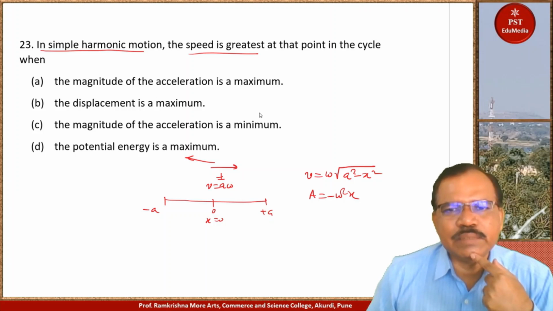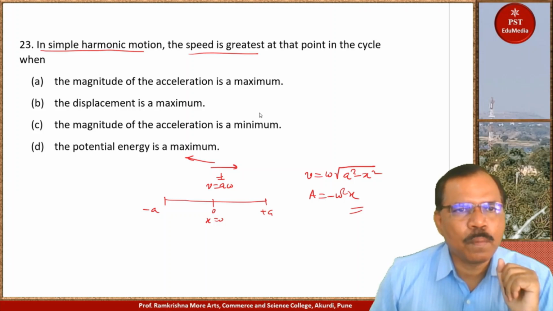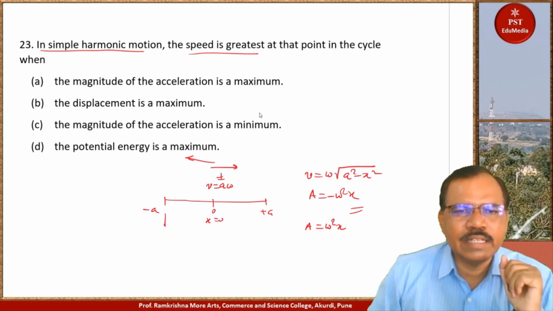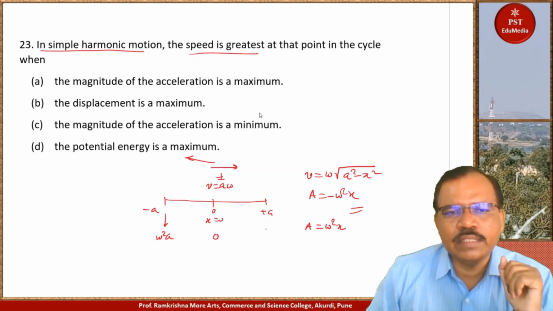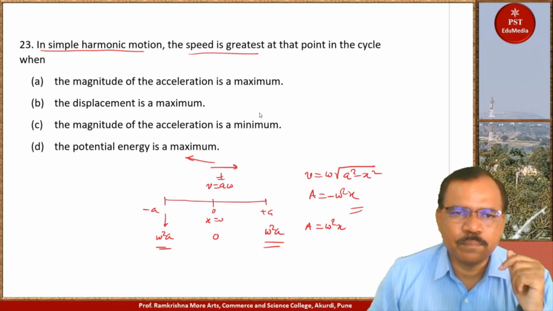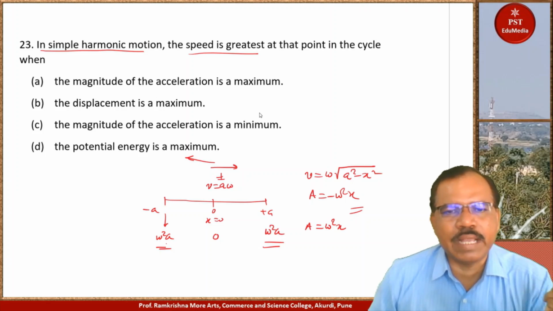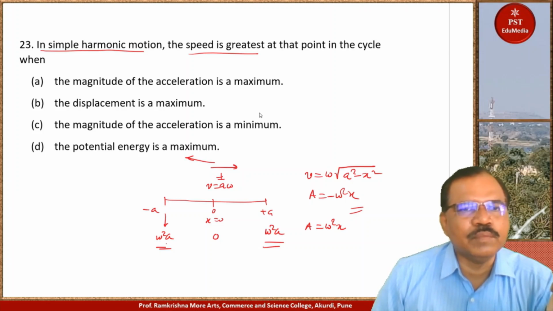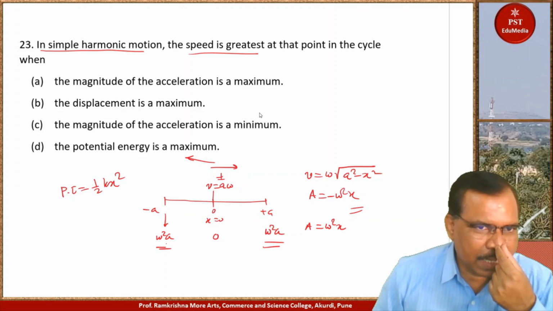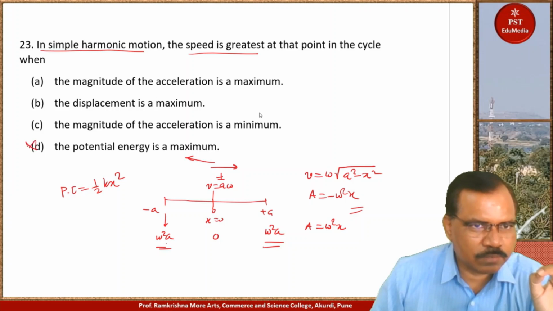So what happens here? Displacement is minimum here, that is 0. And what is the magnitude of acceleration? Magnitude of acceleration is omega square x. Now if we take acceleration here, the magnitude is omega square A, here it is 0, and here it is omega square A. Actually it is plus here, minus here, but we have to take magnitude. And potential energy is 1/2 kx square. So when velocity is maximum, potential energy is minimum. So the last one is not correct.